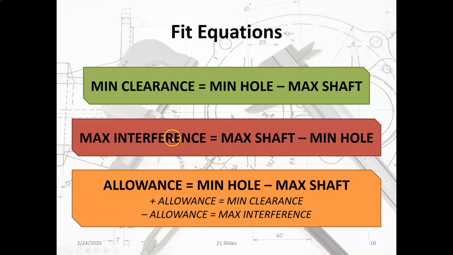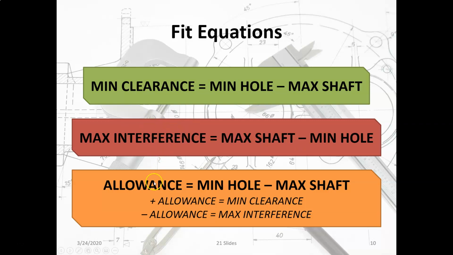The maximum interference is really the same numbers, but we're reversing their order. Now, why would we reverse the order? Well, here, because we're talking about a clearance, the hole is always larger than the shaft. So we put the hole first so we get a positive clearance. In the interference, the shaft is always larger than the hole. So we put the shaft first before the hole in this equation so that we have a positive number for the interference.